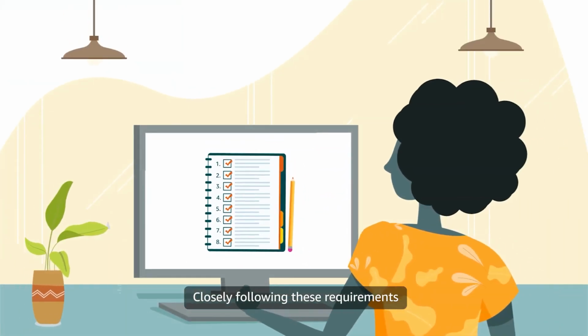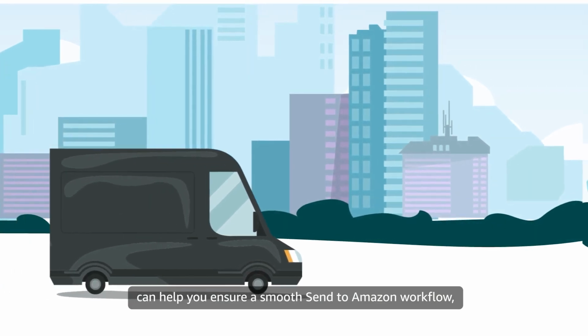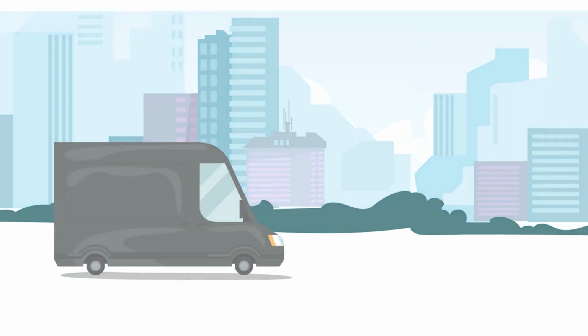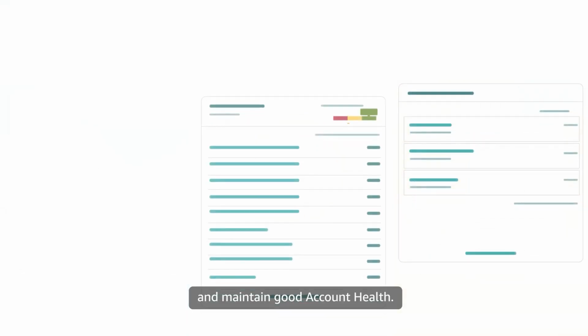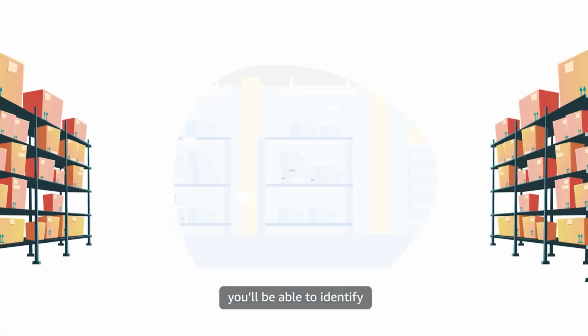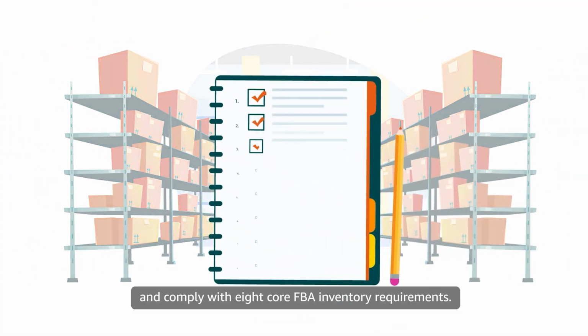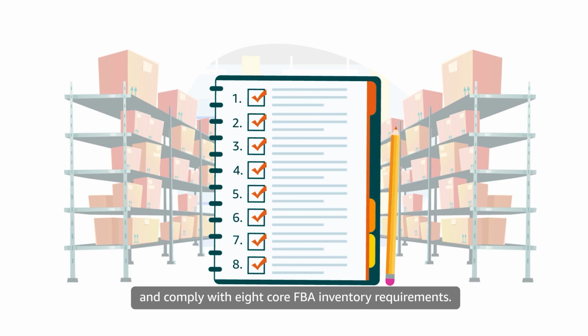Closely following these requirements can help you ensure a smooth send to Amazon workflow, reduce compliance delays, keep product listings active, and maintain good account health. After watching this video, you'll be able to identify and comply with 8 core FBA inventory requirements.